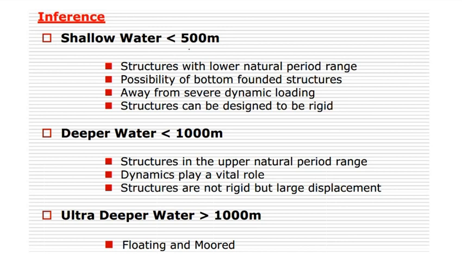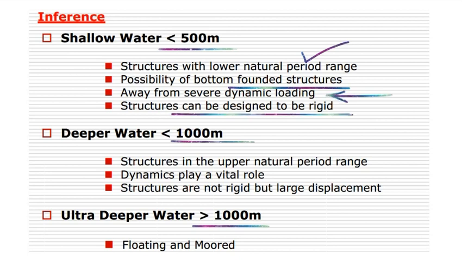So what we can understand from this is: shallow water means less than 500 meters, deep water is less than 1000 meters, and ultra deep water is more than 1000 meters. For less than 500 meters, structures have a lower natural period range, and it is possible to use bottom-founded structures, that is fixed structures, away from severe dynamic loading. So we can design the structures to be rigid and held in position.